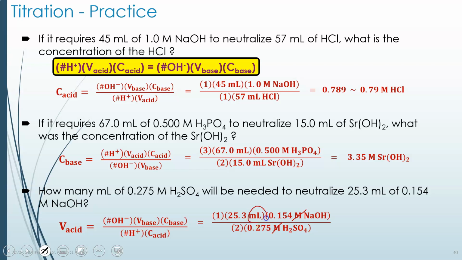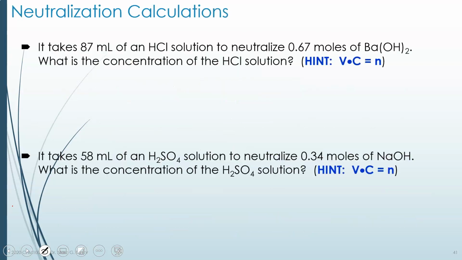Our remaining value is in mils. So if we wanted our answer in milliliters, we don't have to change our milliliters to liters. If we wanted it in liters, we could change it before we do the problem and leave it in liters, or we could do it after we figure out how many milliliters and then turn it into liters. It really doesn't matter. But in any case, we're going to get 7.08 milliliters of our sulfuric acid solution, and that's the answer to this problem.